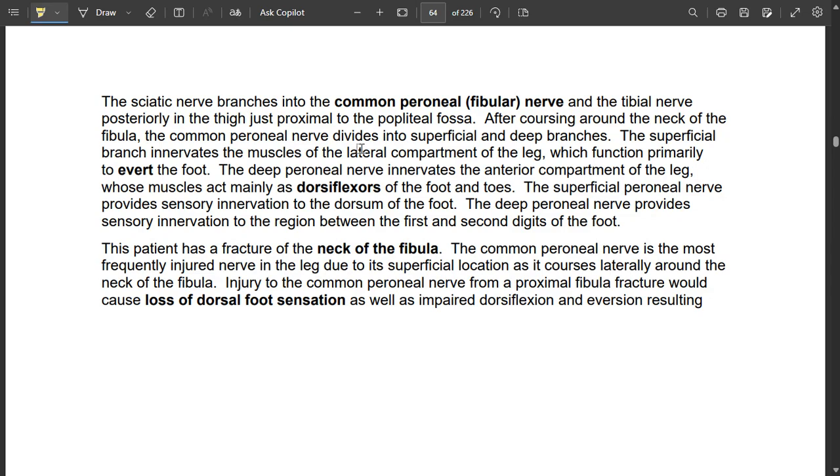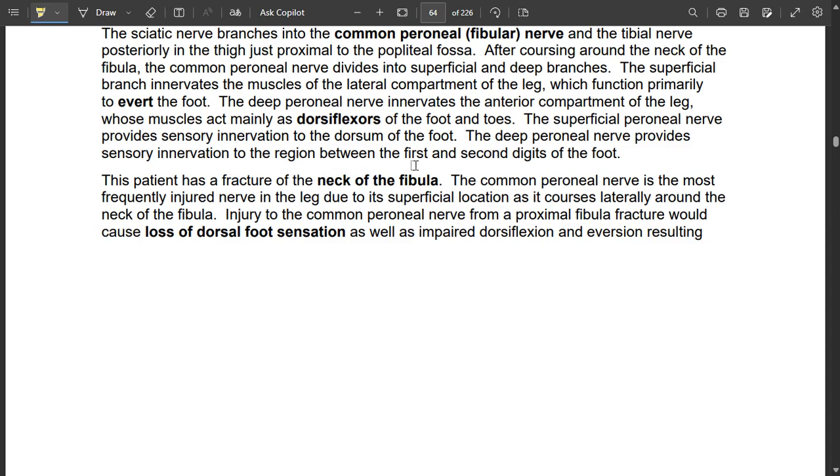The superficial peroneal nerve provides sensory innervation to the dorsum of the foot. It goes to the lateral part of the foot, controls eversion, and supplies the dorsal surface of the foot. The deep peroneal nerve helps in dorsiflexion and provides sensory innervation between the first and second toes of the foot.